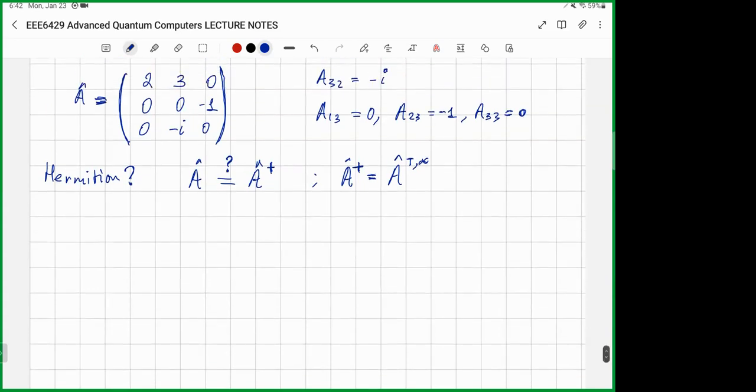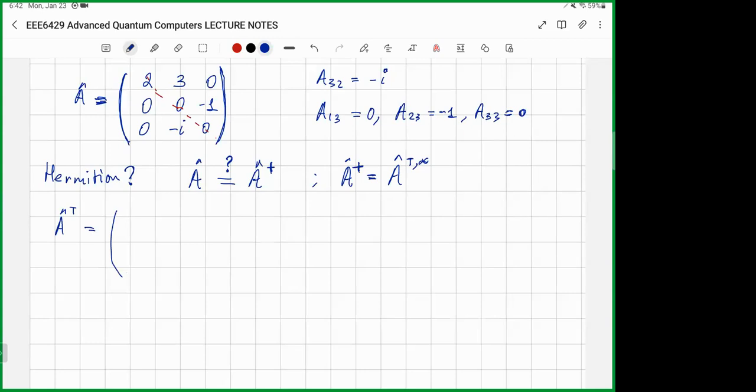So let's write the transposed matrix A. What do I get? I have this main diagonal, right? The main diagonal elements don't change, and I rotate all the elements by 180 degrees, or basically replace the rows by columns and vice versa.